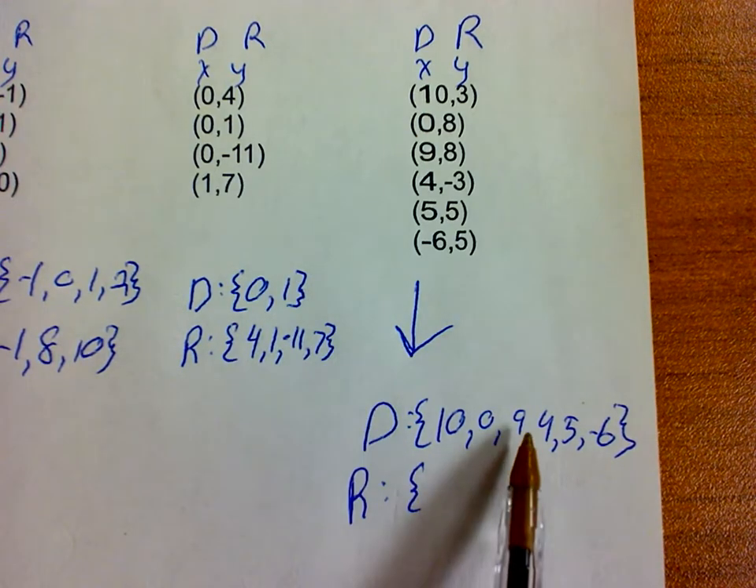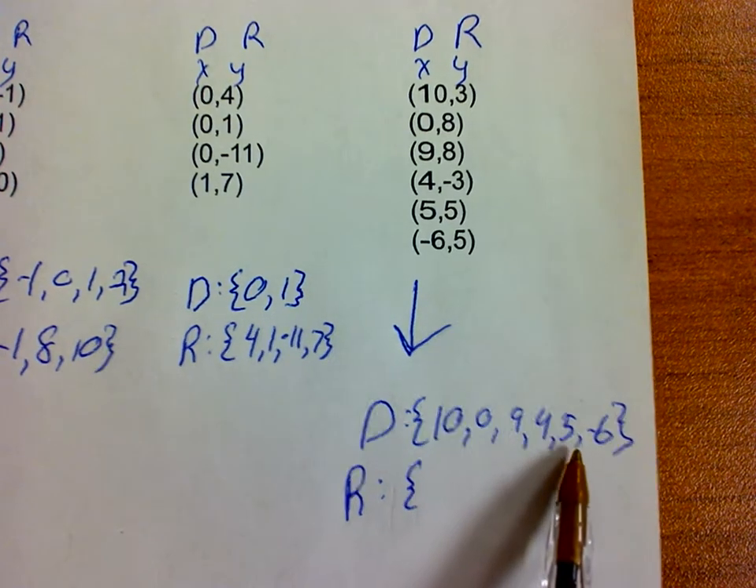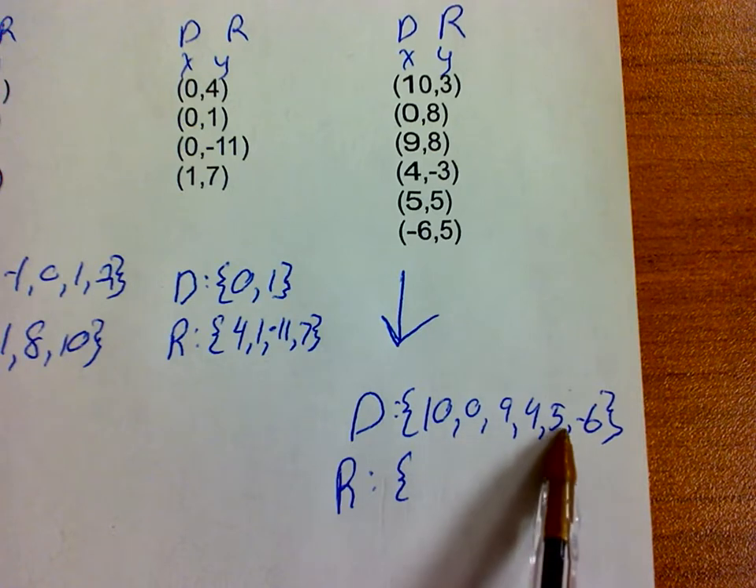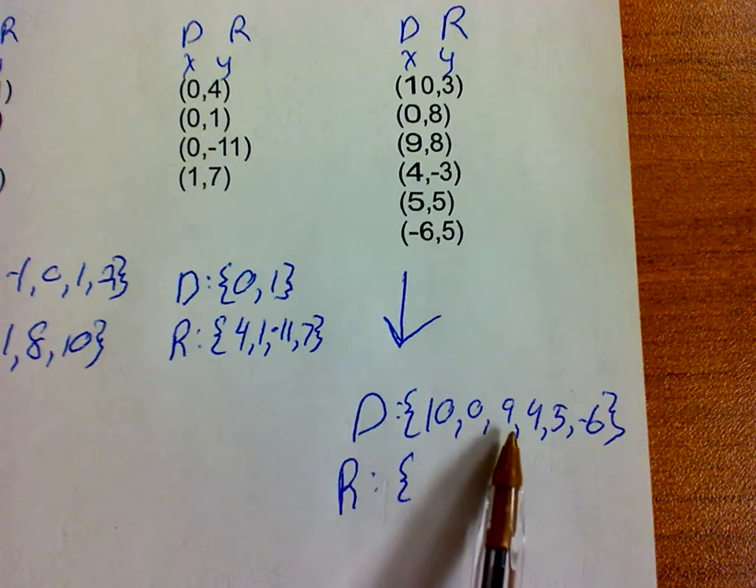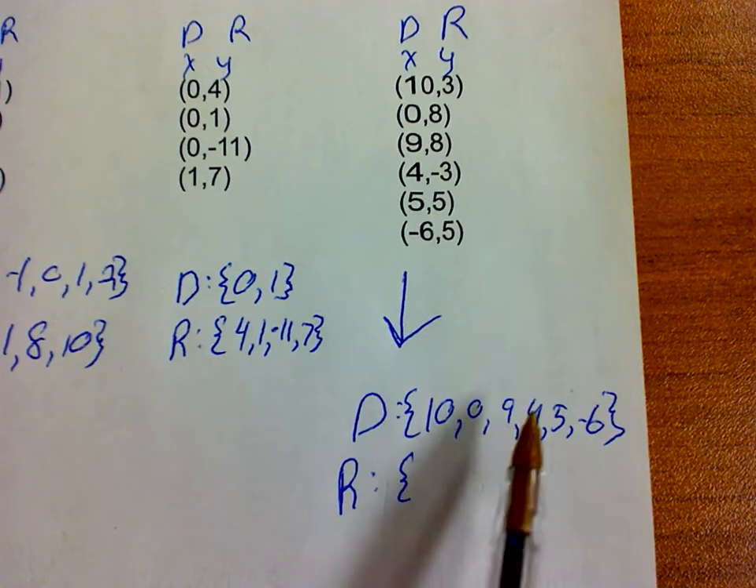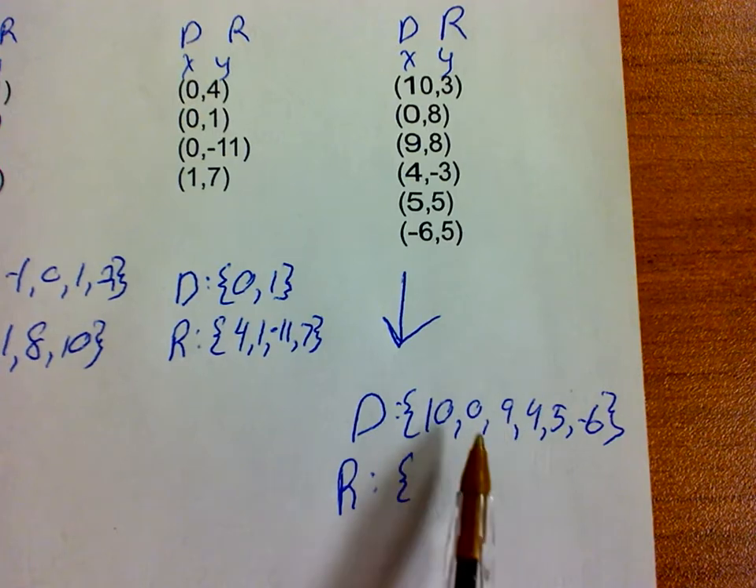That way you don't forget any of them, and you don't want to separate any of these using a period. If you separate, let's say right here between the 9 and the 4, with a period instead of a comma, they're going to think you mean the point 9.4. We want to represent the points 9 and 4, okay?